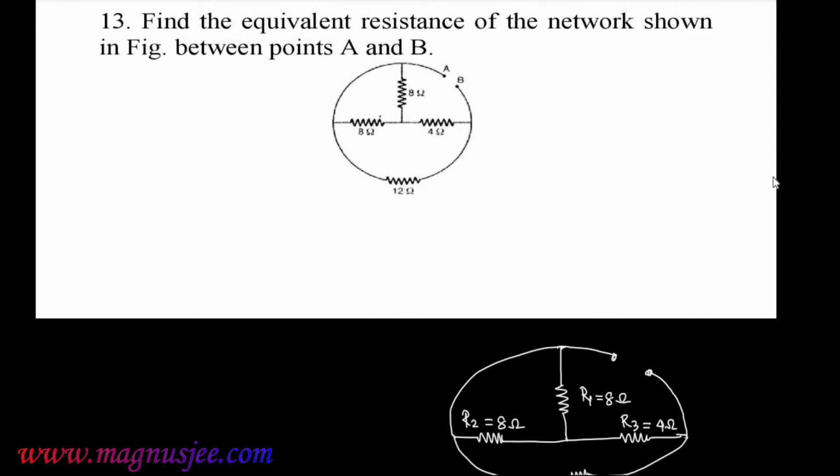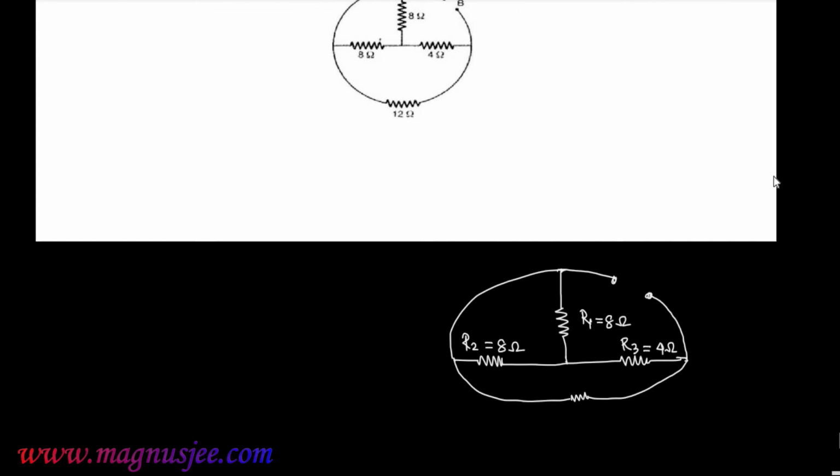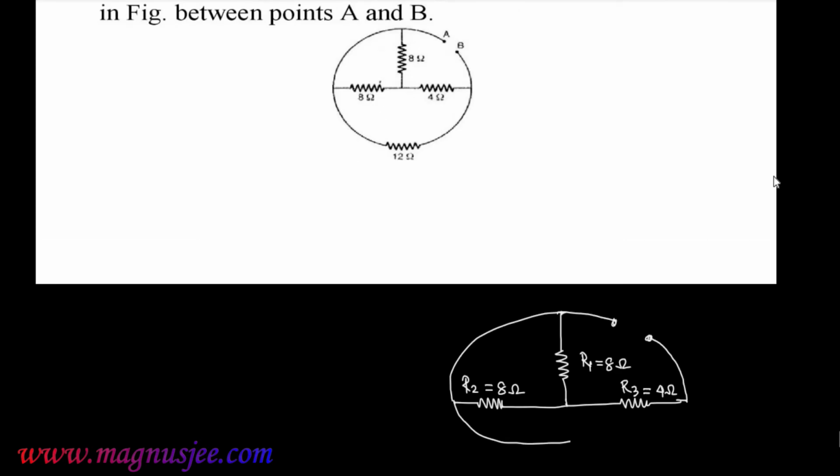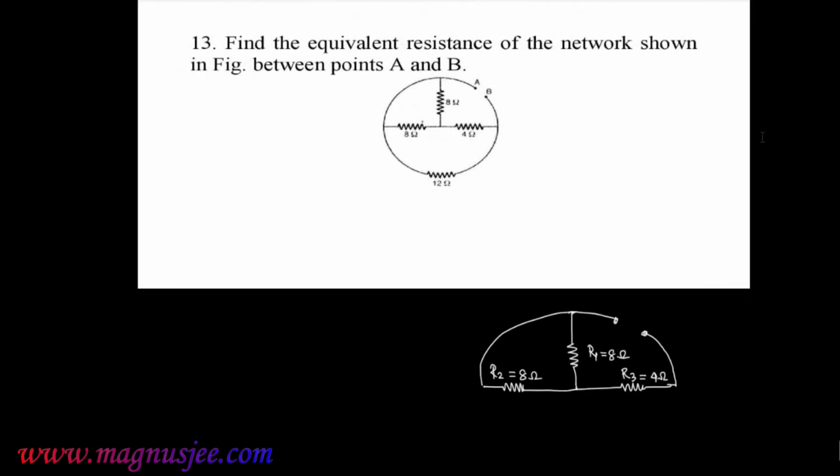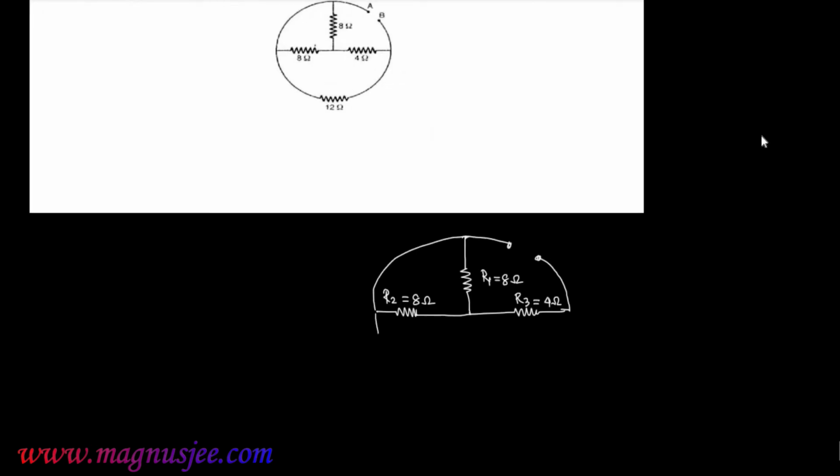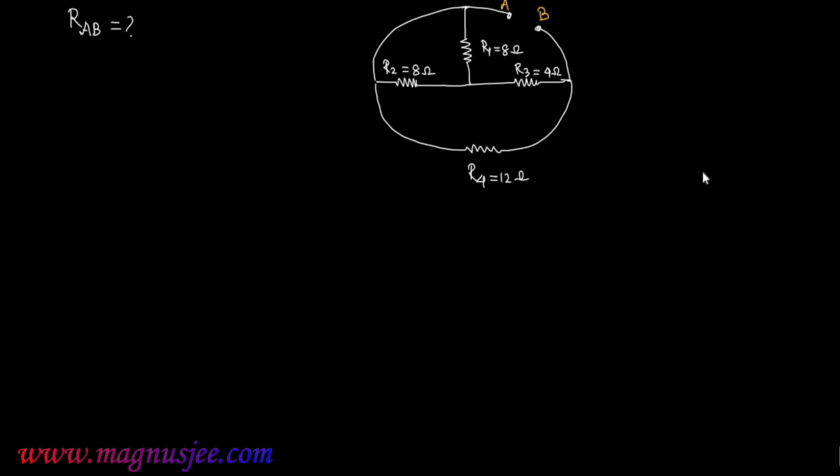And the fourth resistance, R4, will be 12 ohm. This is the fourth resistance, which is equal to 12 ohm. And we have to find the equivalent resistance between the 2 points A and B. That means RAB equal question mark.